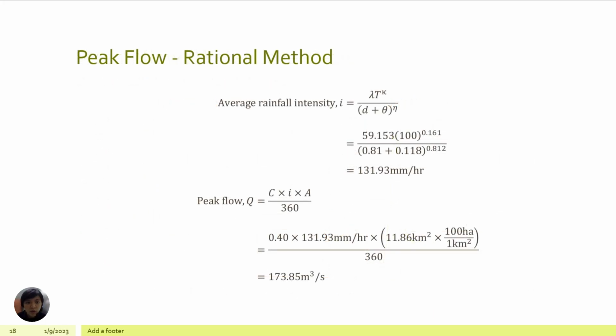Lastly, we want to determine the peak flow of the Sungai Langat. We use two methods, which are the rational method and the cross-section profile method. In the rational method, we refer to MSMA second edition. By using the equation and the constants in MSMA, we get a peak flow equal to 173.85 meter cube per second. But according to MSMA, the rational method is not suitable for a catchment area greater than 80 hectares.